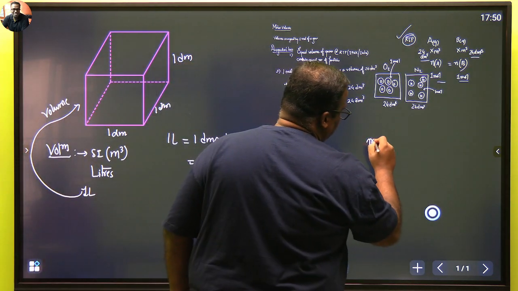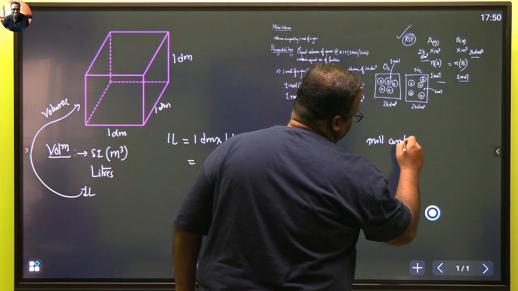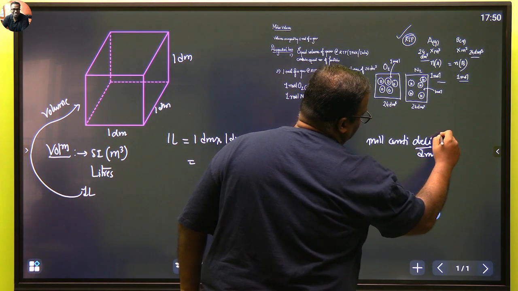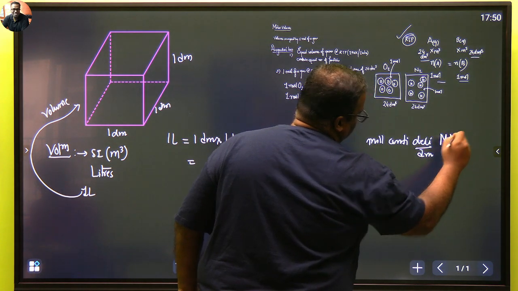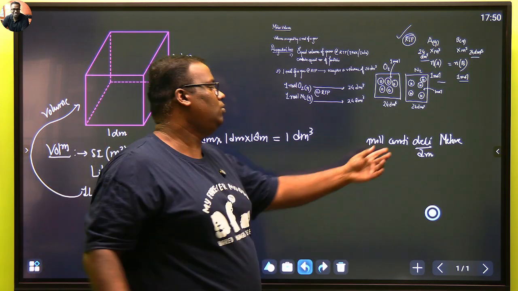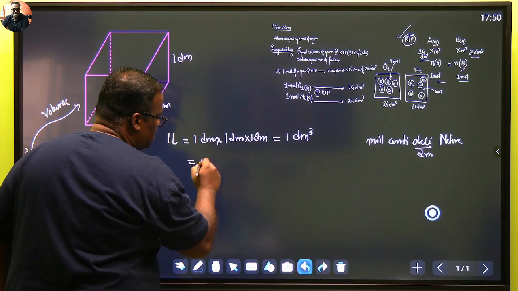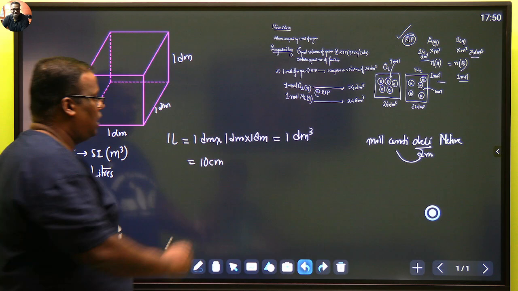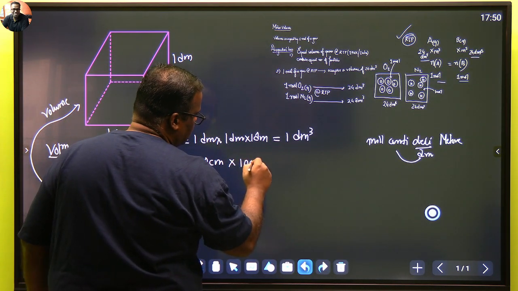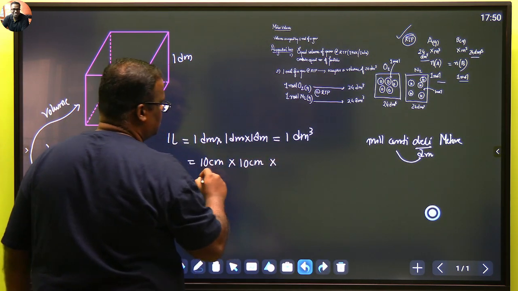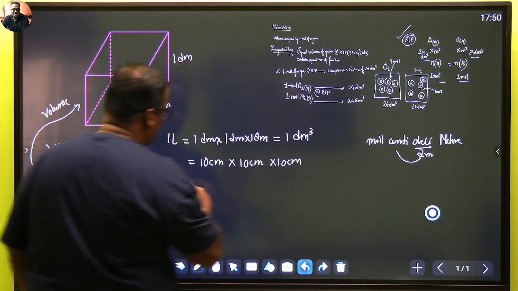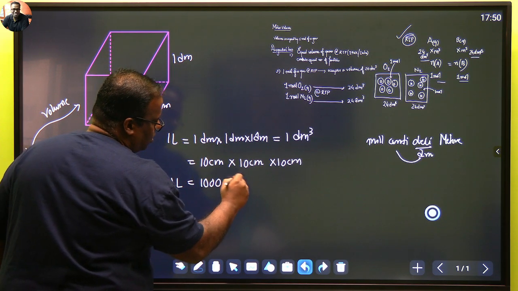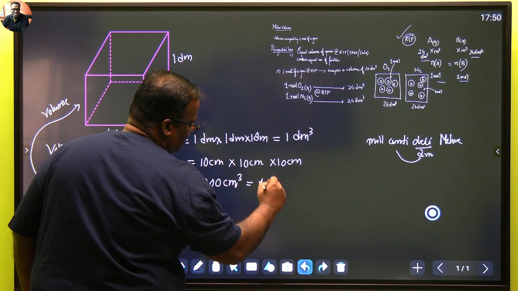Perfect. Now, if you want to convert this dm, how do you convert? Just look here: milli, after that centi, deci, this is your dm, and here is your meter. So let's come down to centimeter. Can I write 1 dm as 10 centimeter? Can I write this also as 10 centimeter? That means 1 liter equals 1000 cm cube, which is also equal to 1 dm cube.